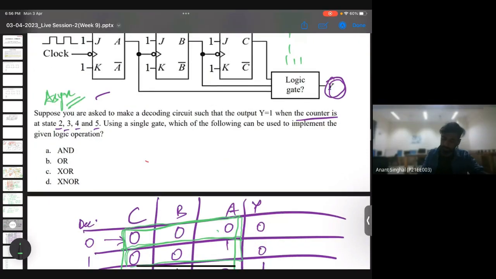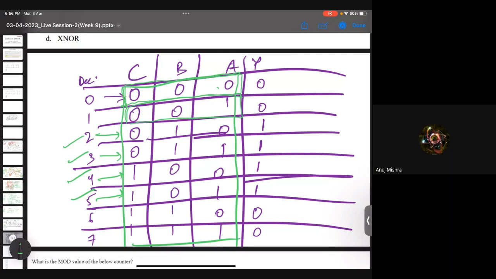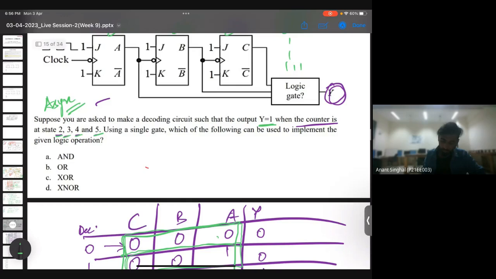The question says Y equals 1 when the state is 2, 3, 4, 5. So here you can see it is 2, 3, 4, 5, the decimal values. So I've just written 1 there and the rest of the states are 0. In the question it is given, right? Yes, it is given here.